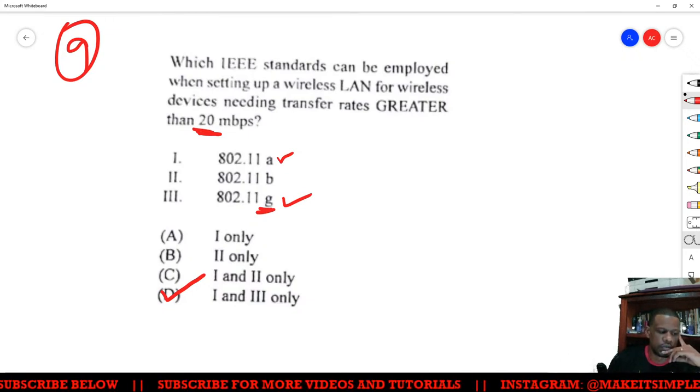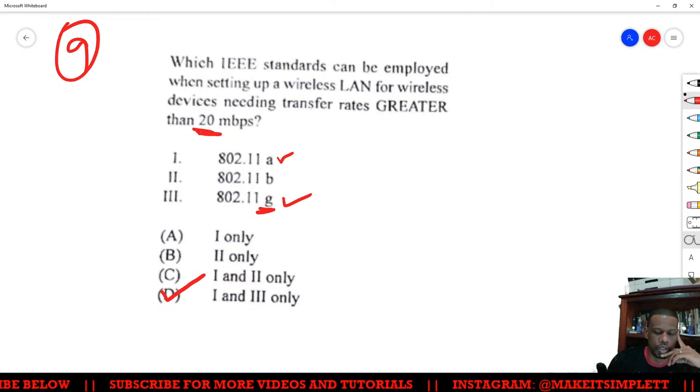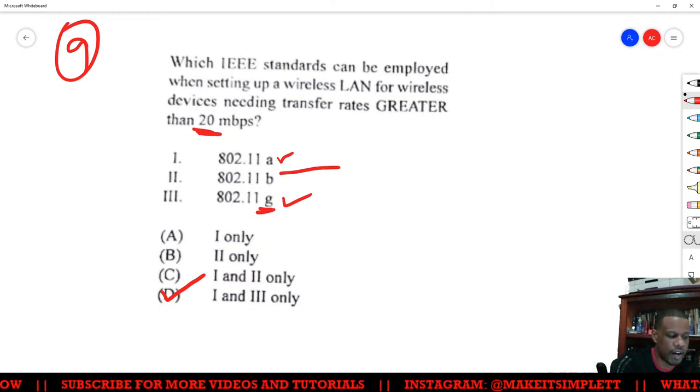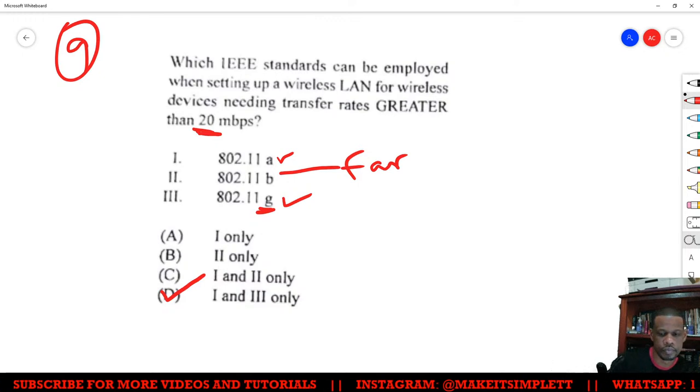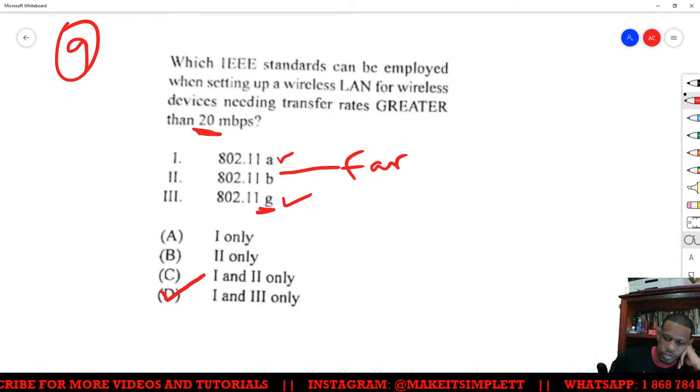Because B is go far but not fast. So that's what's happened there.